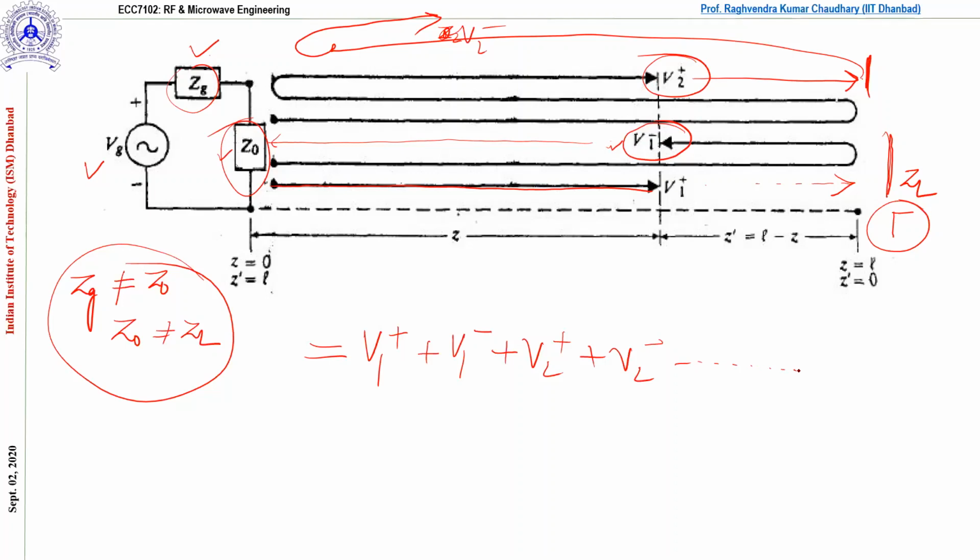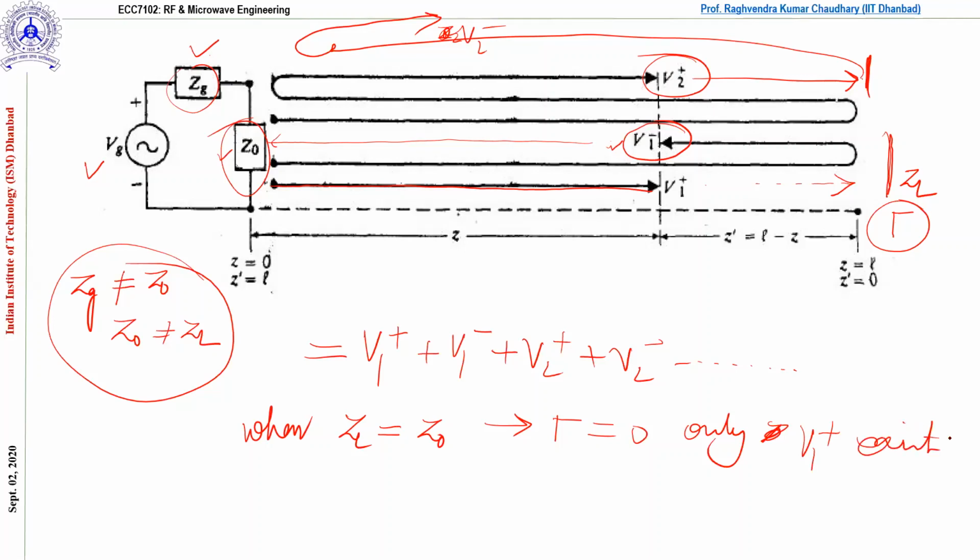Now let us consider a case when ZL is equal to Z0. In that case, what will happen? The gamma will be 0. It means that only the V plus or forward wave will exist.